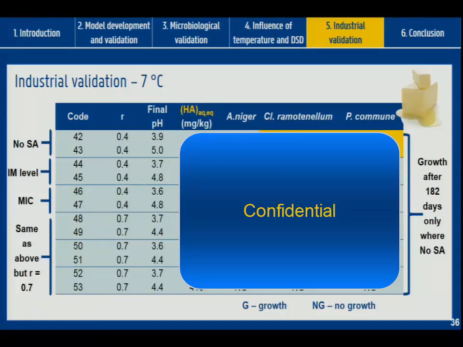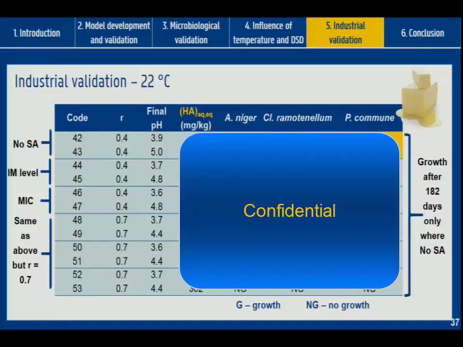You remember that it didn't grow at 7 degrees inside the semi-solid media. Both Cladosporium and Penicillium grew at both pHs in the 40% fat spread. And Cladosporium was growing at pH 4.4 in the 70% fat spreads. What happened at 22 degrees?